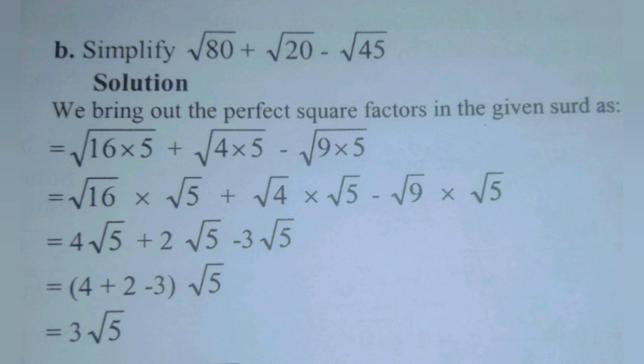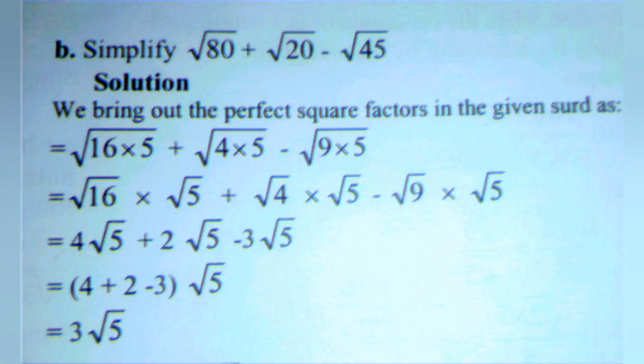Which is equal to 2 square root of 2 plus 2 square root of 5 minus 3 square root of 5. Which is equal to 2 square root of 2 plus 2 minus 3 square root of 5, which is therefore equal to 2 square root of 2 minus square root of 5.